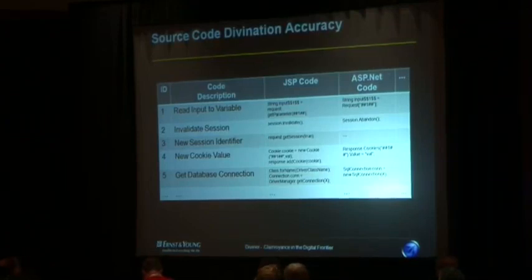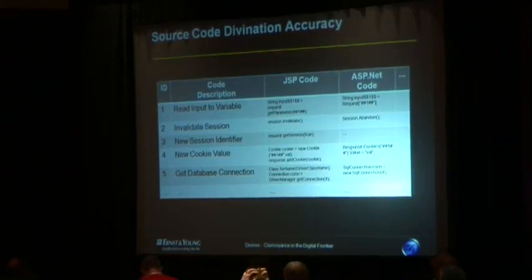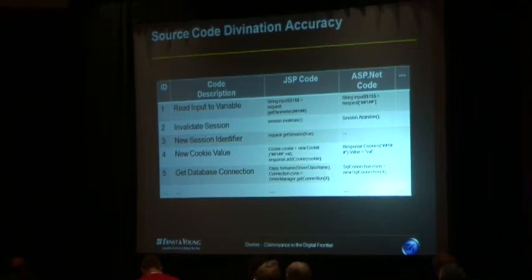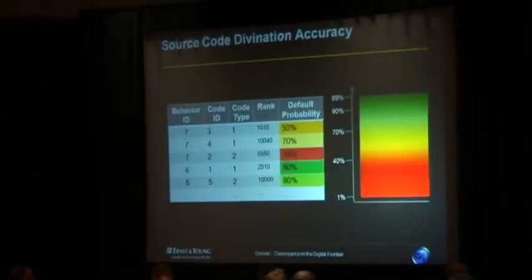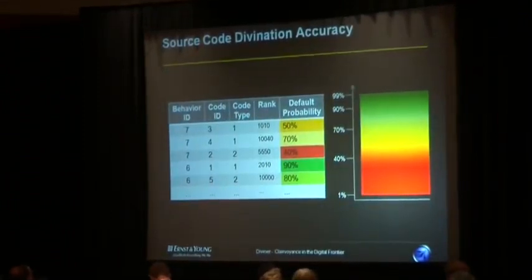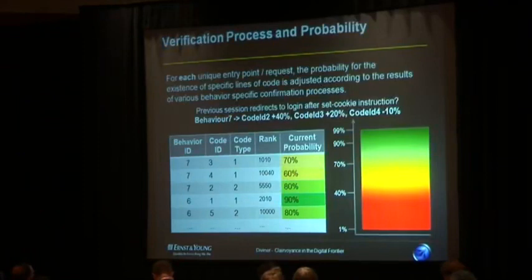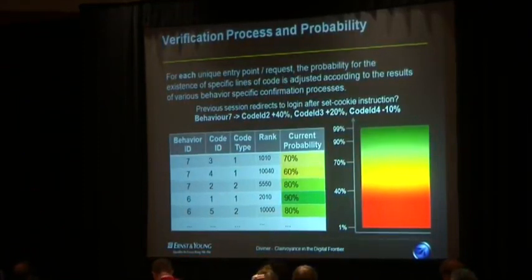So in order to verify which line of code is the more appropriate line of code, which line of code we should actually present to the tester, we do a verification process. We take each behavior and perform verifications on it to see which line of code is more probable to occur. Each line of code for each behavior has a default probability. And we perform verifications that either increase or decrease the probability for each behavior.